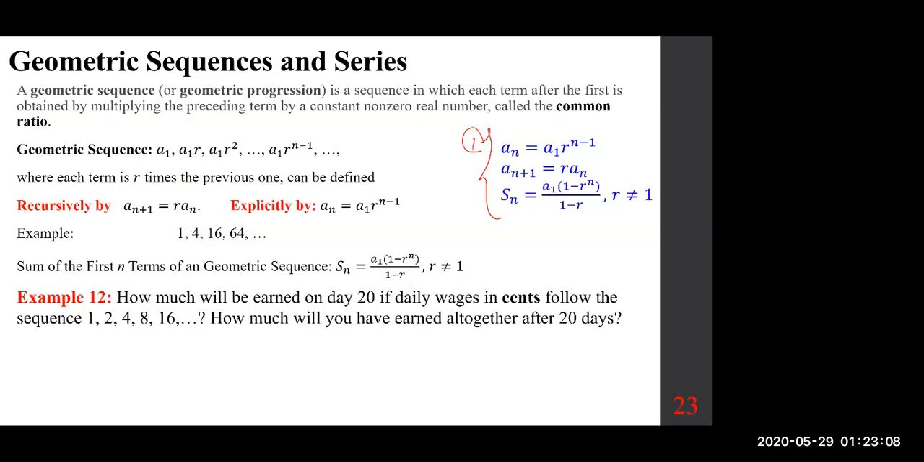Okay, let's just make sure everybody understands. We're just getting 1 penny. And then it becomes 2 pennies. And then 4, and so on and so forth. This really shows the power of exponents, okay?